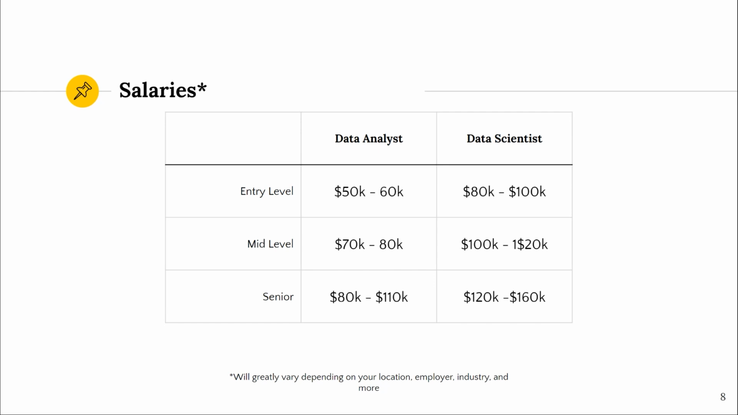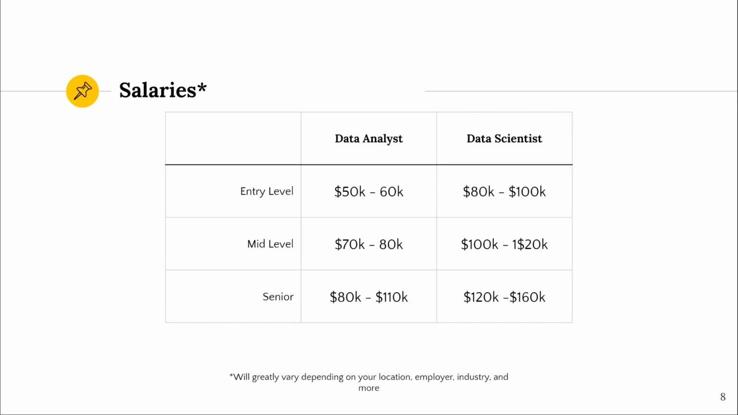Medium level, sort of 70 to 80,000 per year. Senior, about 80 to 110K per year. And let's compare that to a data scientist, who makes around 80 to 100K entry level. Now, there's actually been some debate whether any jobs in data science are entry level. I personally think that the qualifications that you need to get an entry-level job as a data scientist are very high, to the point where it's not really an entry-level job in my opinion. Mid-level around 100K to 120K per year, and senior 120K to 160K.